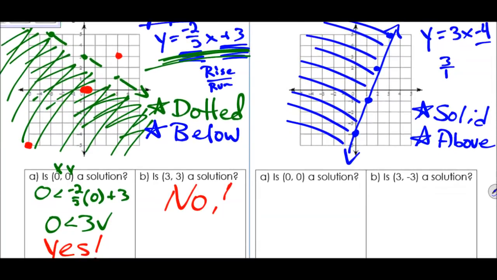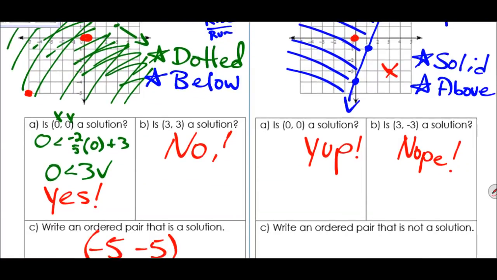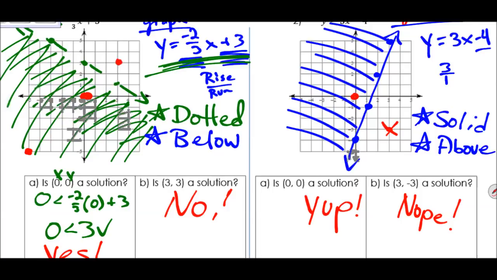Now I'm going to see if these are solutions. So 0, 0 is in the shaded area. Yep, that's a solution. 3, negative 3, that is not a solution. Not in the shaded area. Another ordered pair that is not a solution. So I'm going to just go with 4, 0 there. That is not a solution.